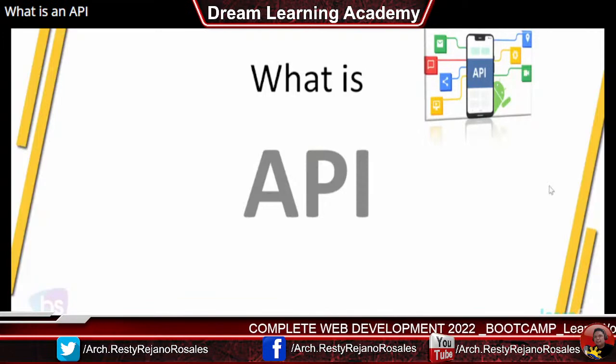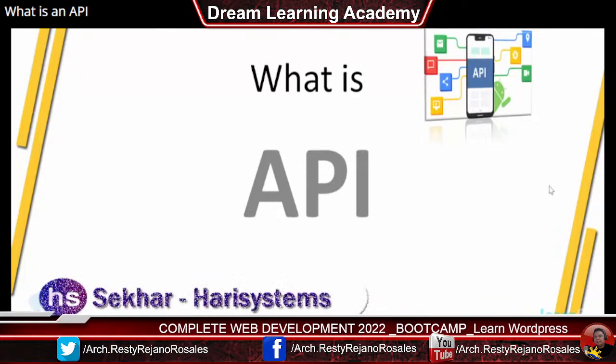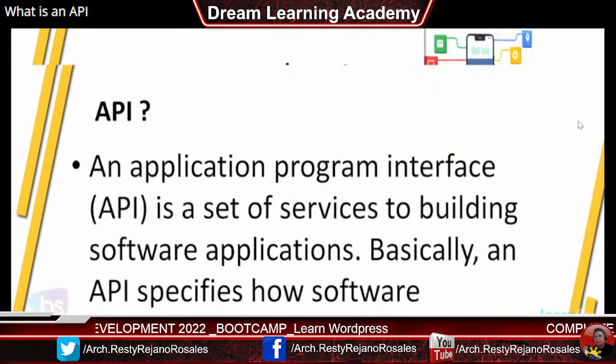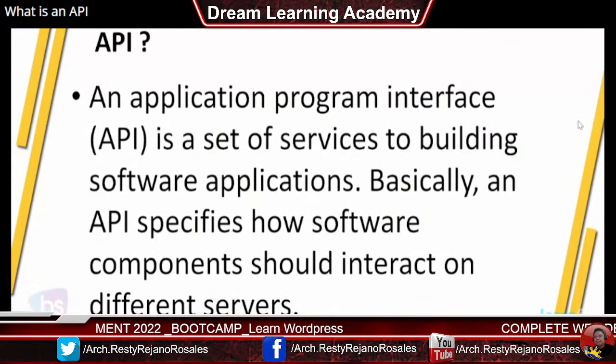In this lecture, we will learn what an API is. In our previous lecture, we discussed the introduction to API. Here, you will learn what an API is with a simple example. An application programming interface, or API, is a set of services for building software applications. Basically, an API specifies how two software components should interact with different servers and different services.